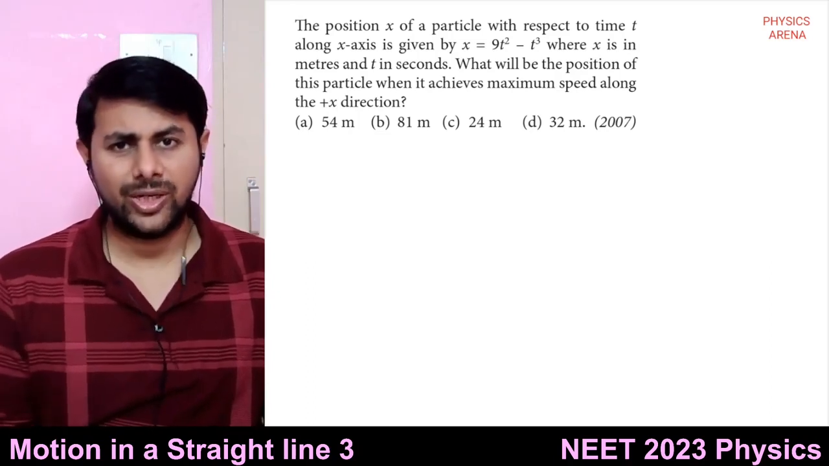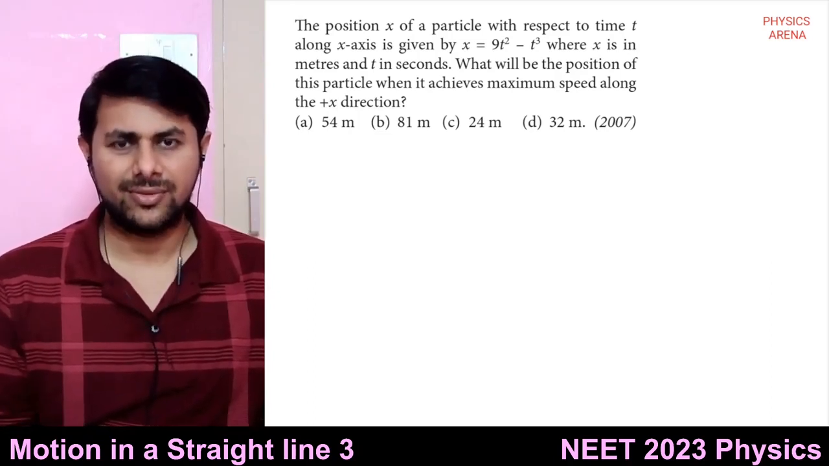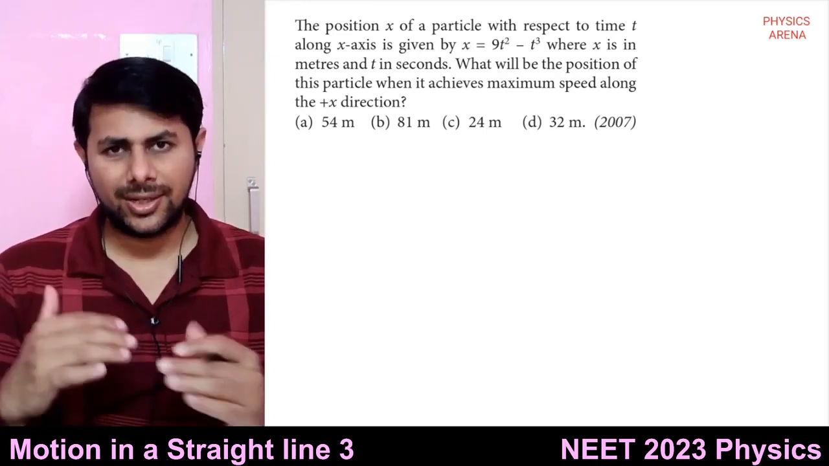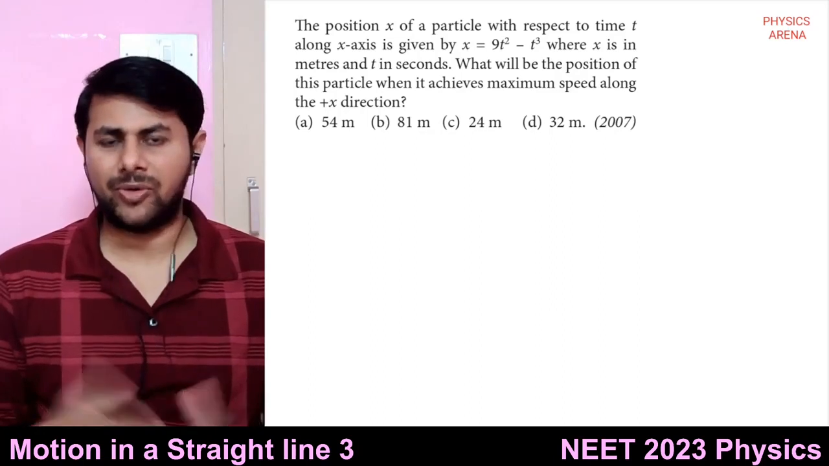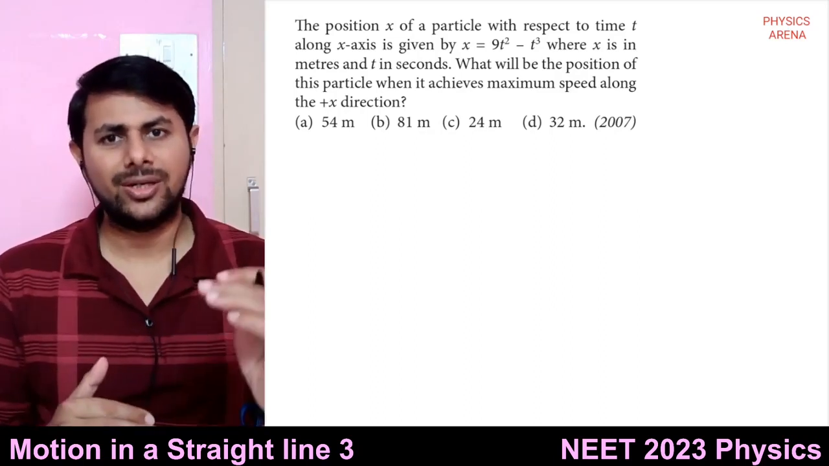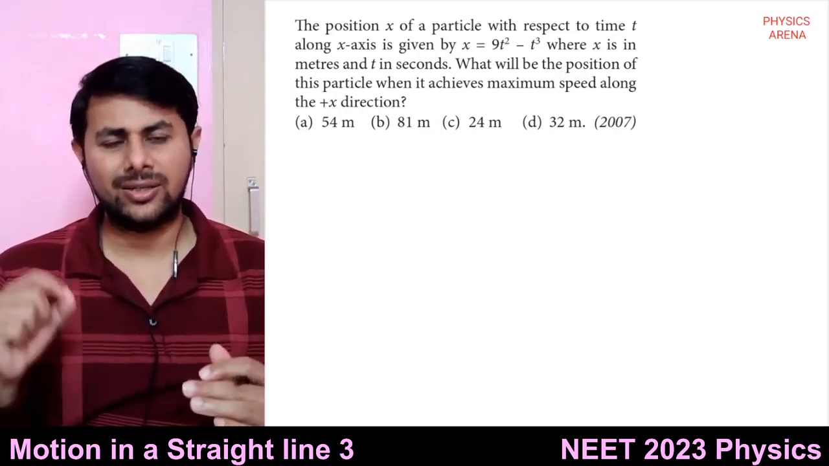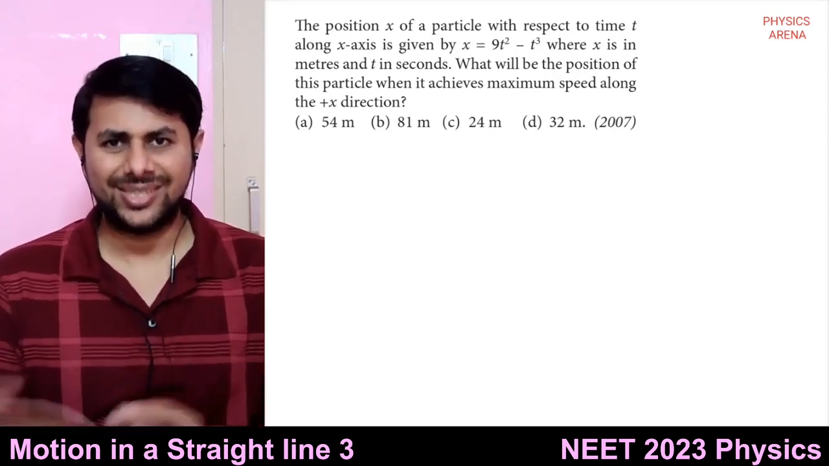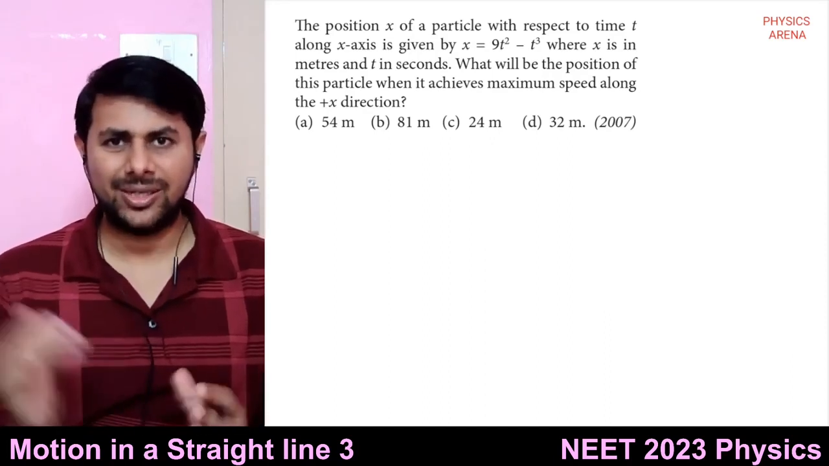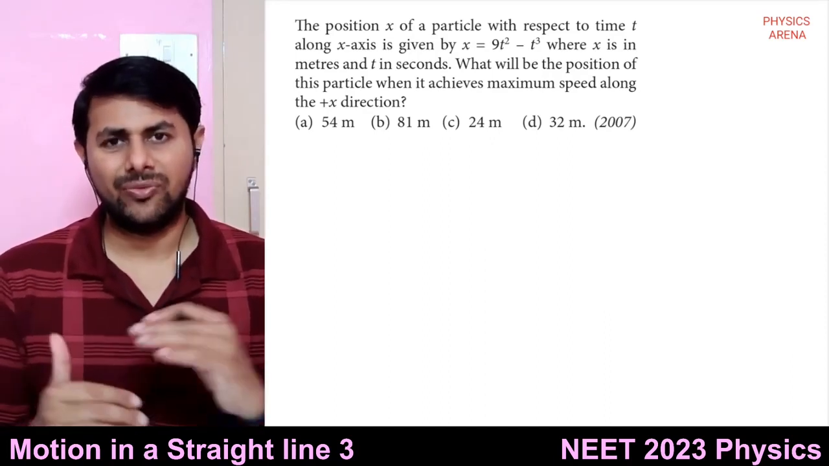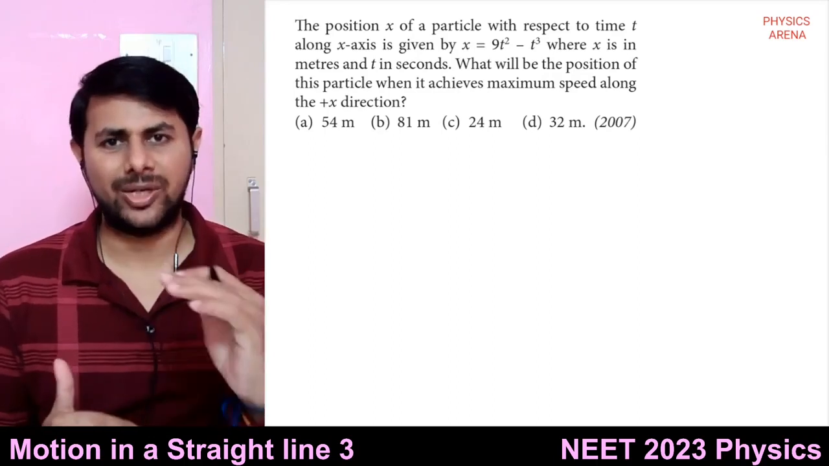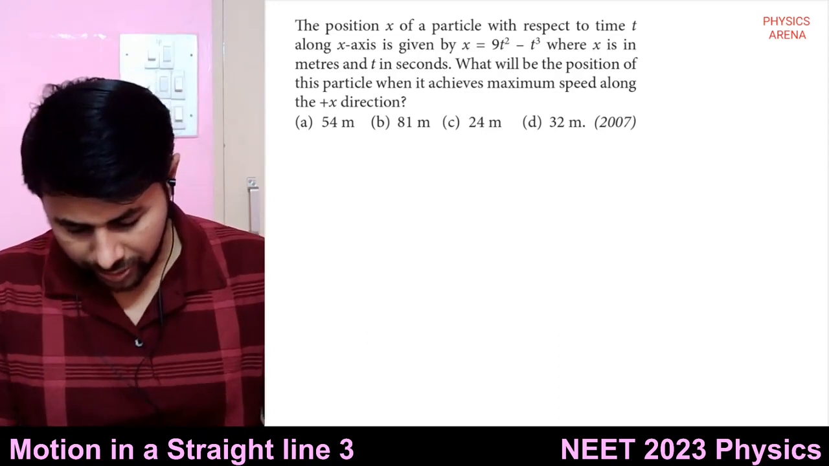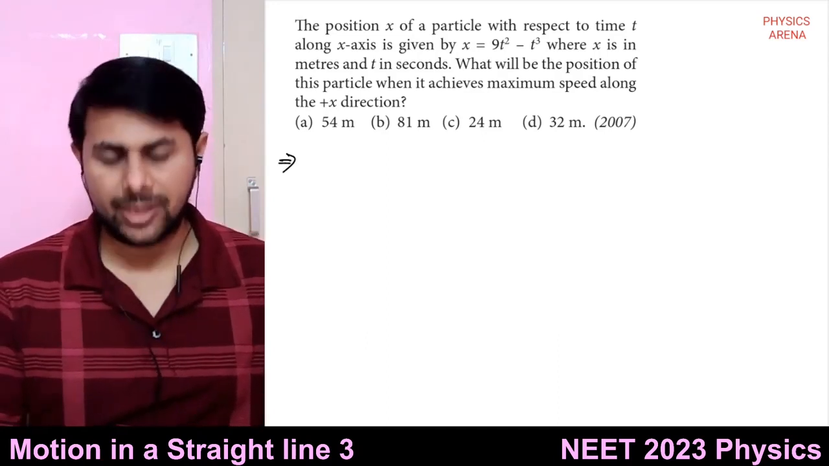The acceleration will be 0, right? It has achieved the maximum speed. Till that time there is some positive acceleration, so the speed will keep on increasing. Only when the acceleration becomes 0 will the speed stop increasing. There will be no change in speed if acceleration is 0. So when the particle achieves maximum speed, its acceleration will be equal to 0. So we have to find at what time the acceleration becomes 0.